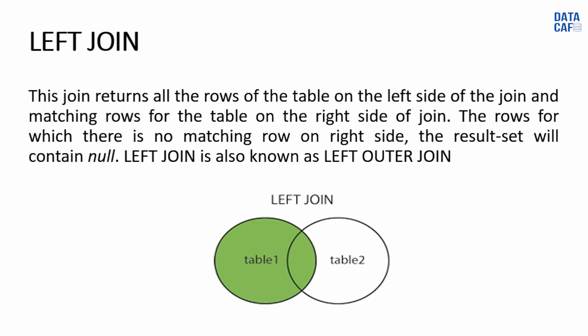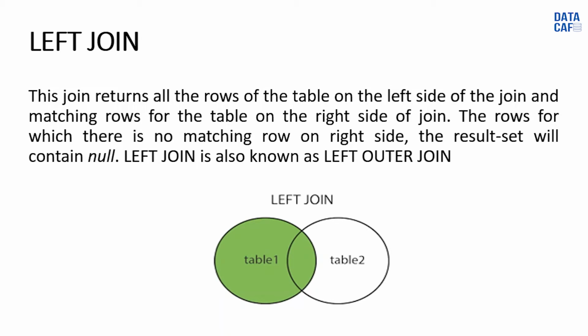For the rows for which there are no matching rows on the right side, you can see in table 2 there are some records which are not matching, the result set will contain null values. So that is the definition of the left join. The left join is also known as the left outer join. Sometimes when you are writing select queries with joins, most of the time we have to use that left outer join. If you are using the left outer join you can improve the query performance. Hope you are clear with the left join or left outer join.